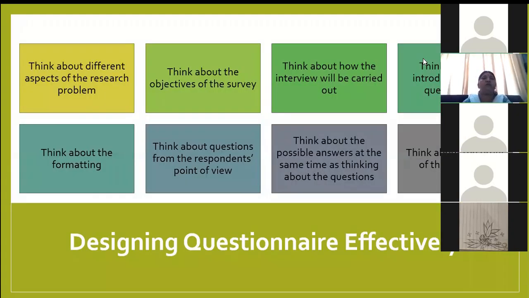So while designing the questionnaire, first you have to think about different aspects of the research problem. I have already mentioned that. Then think about the objectives of the survey. Think about how the interview will be carried out. Think about the introduction to the questionnaire. Think about formatting. Then think about questions from the respondent's point of view.